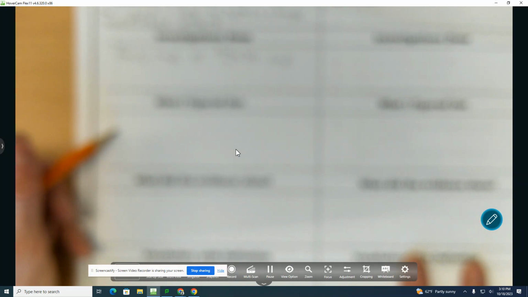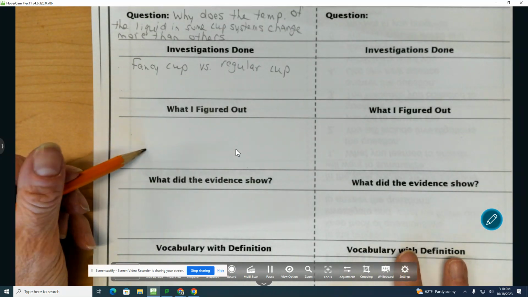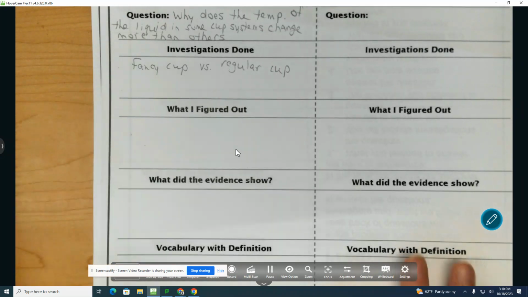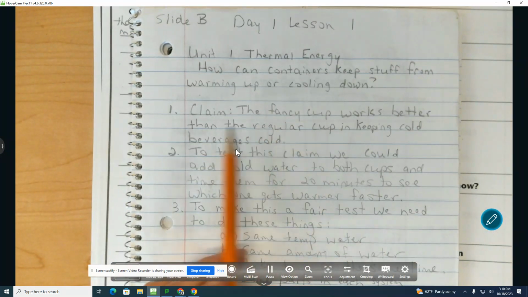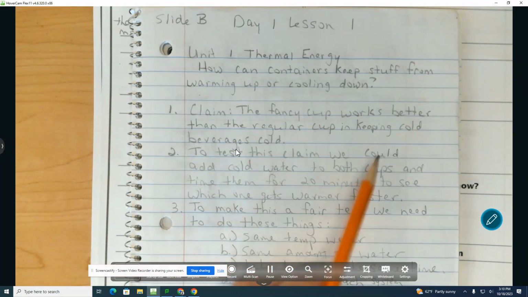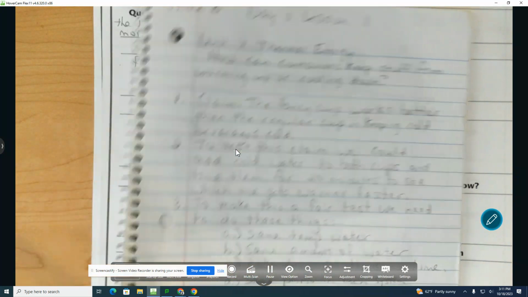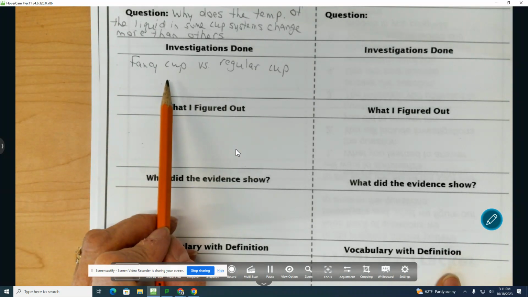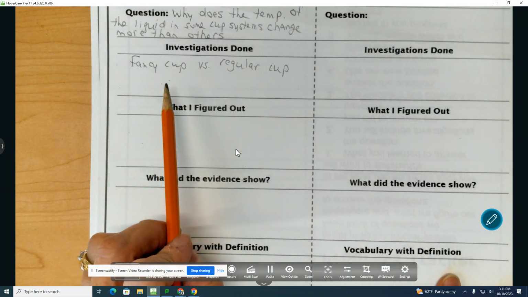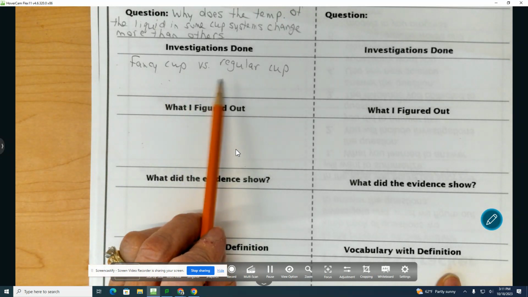All right, so this was an investigation where I put, I believe it was hot water. No, I think this was cold water. We'll have to look. It was cold water. Yeah, cold. Because the claim is that the fancy cup works better than the regular cup in keeping cold beverages cold. Okay? So we put cold water in both of those cups, and then over time we measured how fast it took for each of these cups to go up in temperature, to become warmer.